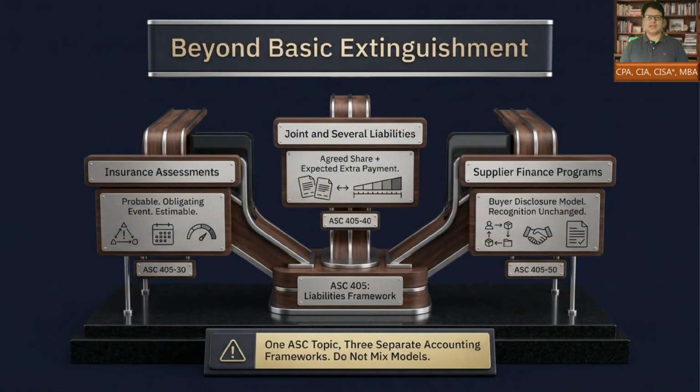This roadmap shows why ASC 405 Video 2 must be handled carefully. ASC 405-30 deals with insurance related assessments where probability, an obligating event, and a reasonable estimate matter. ASC 405-40 deals with joint and several liabilities where we measure the agreed share plus any expected extra payment. ASC 405-50 deals with supplier finance programs, which are mainly about buyer disclosures. Same ASC topic, but very different accounting jobs, so please do not mix the models.